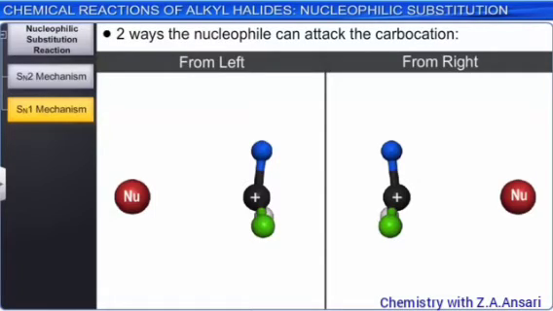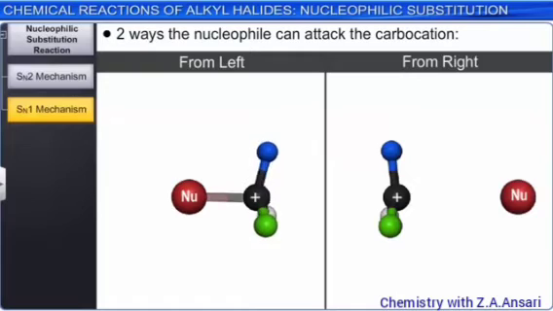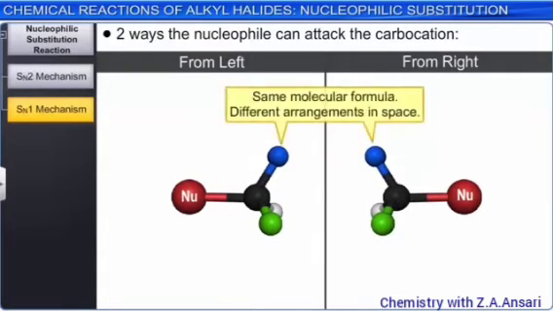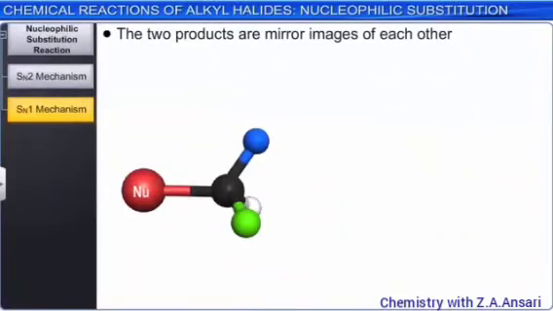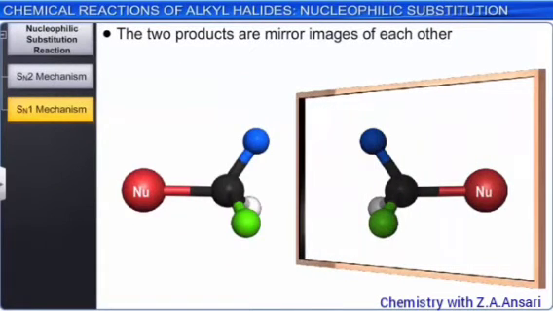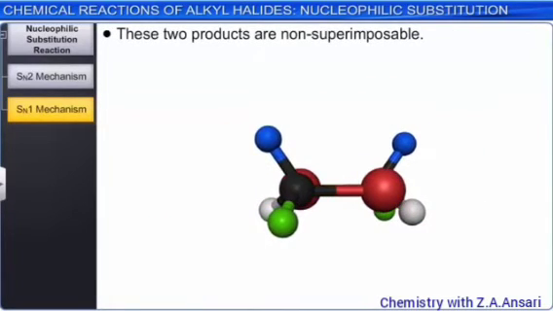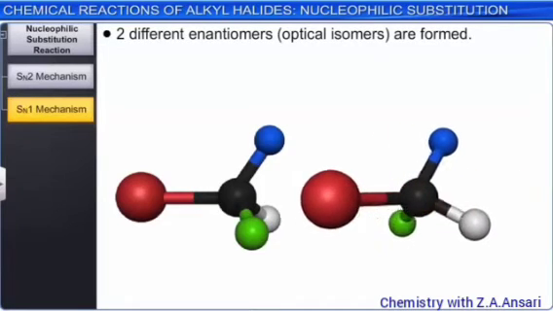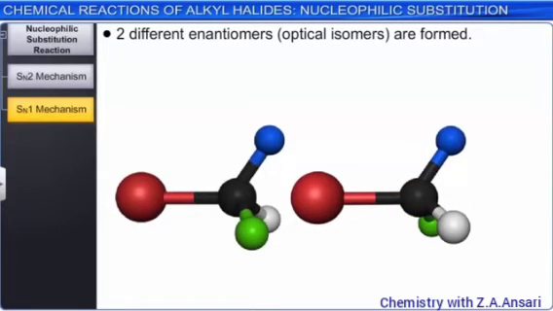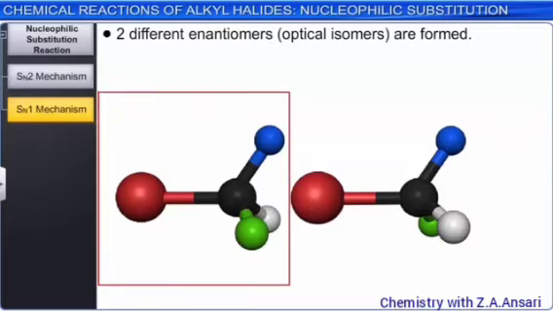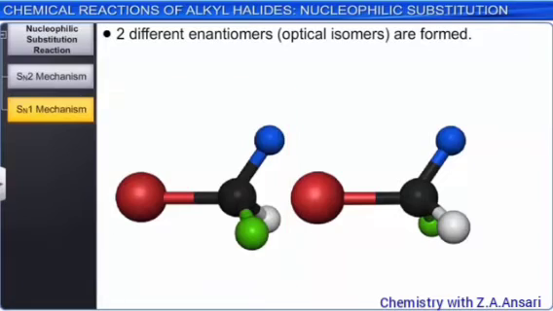Compare the product that is formed when the nucleophile approaches from the left compared to when the nucleophile approaches from the right. They have the same formula, but different arrangements in space. These two products are mirror images of each other. They are not superimposable. Even if we rotate the right-hand molecule around the bond between the black and blue atoms, it still doesn't match the left-hand molecule. We call these enantiomers.